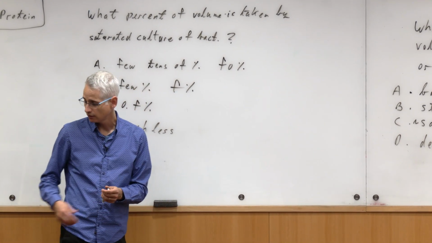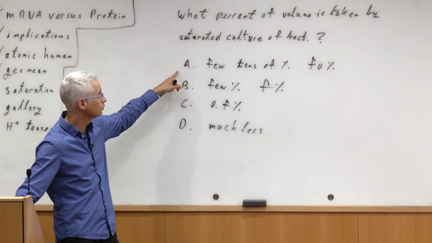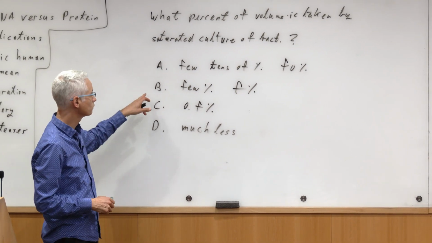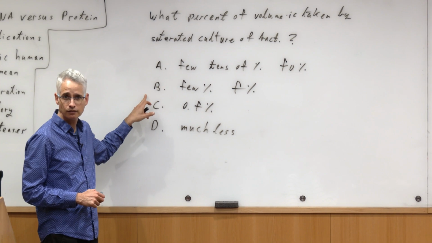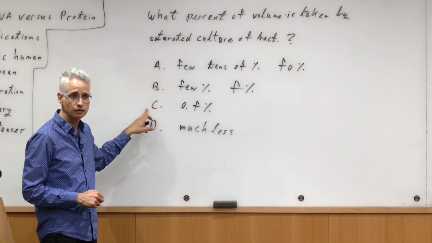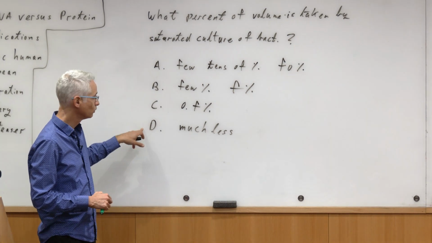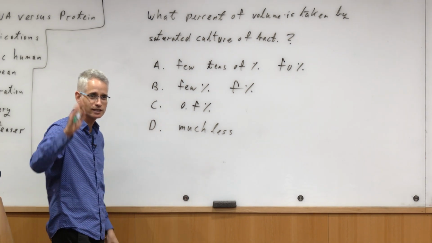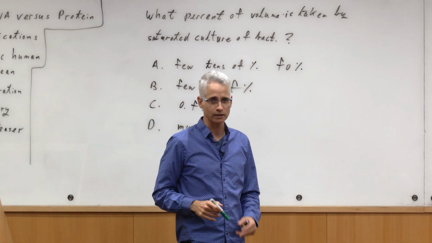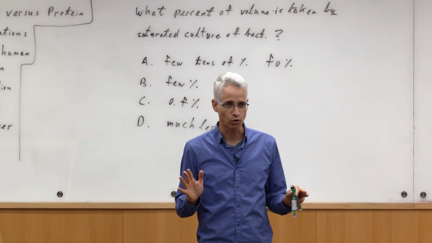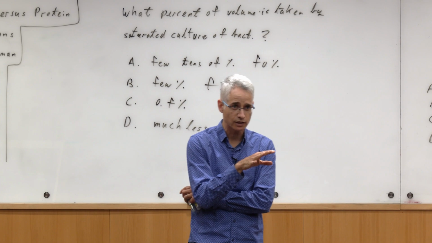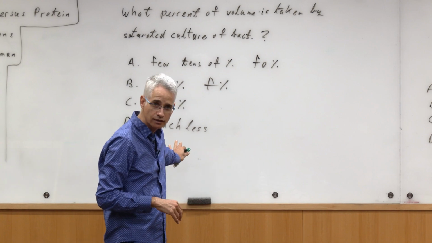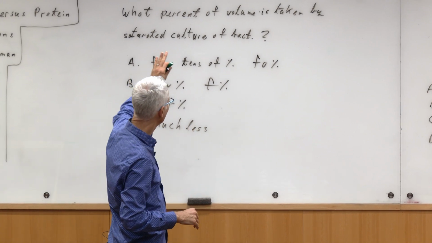Who's voting for a few tens of percent? 10 people. Who's voting for few percent? 15 people. Point few percent? 5 people. Who's voting for much less? Nobody. That's interesting. Can you raise your hand again if you ever grew bacteria? Okay, the vast majority. So the vast majority grew bacteria, but the answer to this is not completely clear. And most of you are wrong. So that's good. Okay, so how do we approach this?